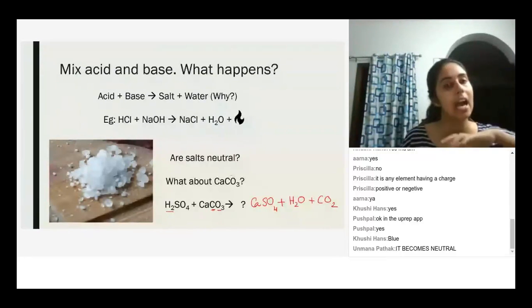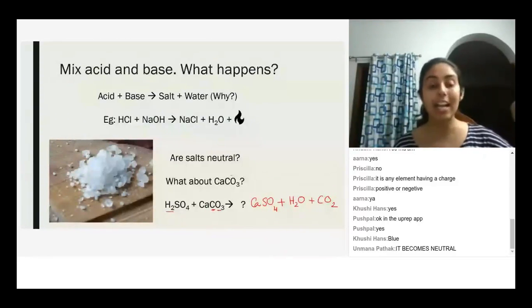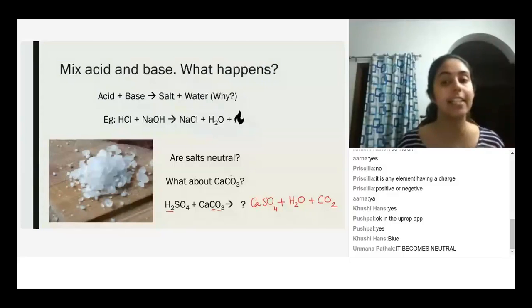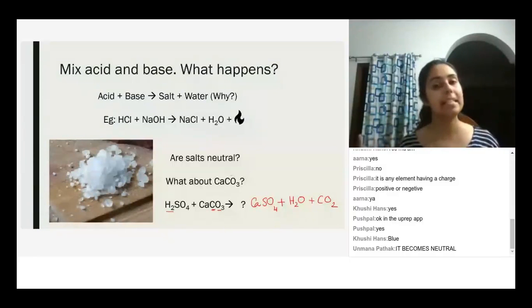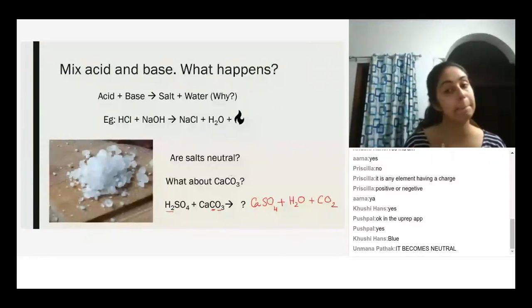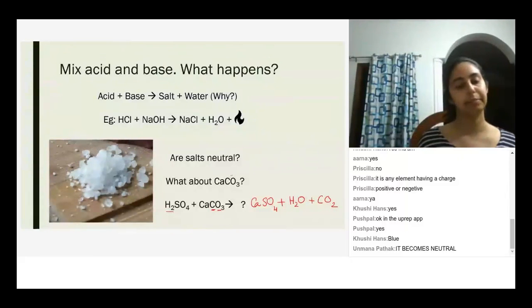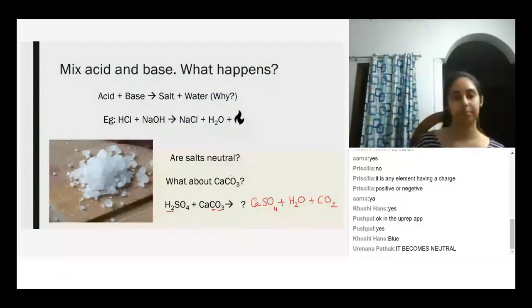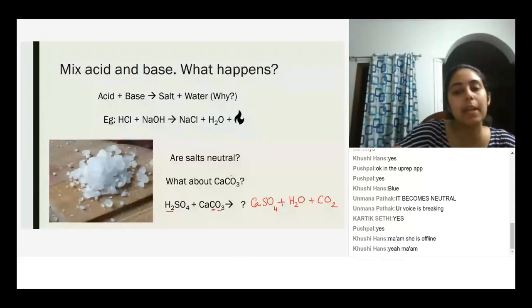In fact, it will be an acidic salt because I'm using a strong acid and a weak base. If I use a strong acid and a strong base, then I'll get something neutral. But if I use a strong acid and a weak base, then I'll get an acidic salt. So when I mix an acid and a base, I always get salt. Now that salt may be acidic, it may be basic, or it may be neutral. Not all salts are neutral. Is that clear to everybody? Yes, ma'am. Okay, good.